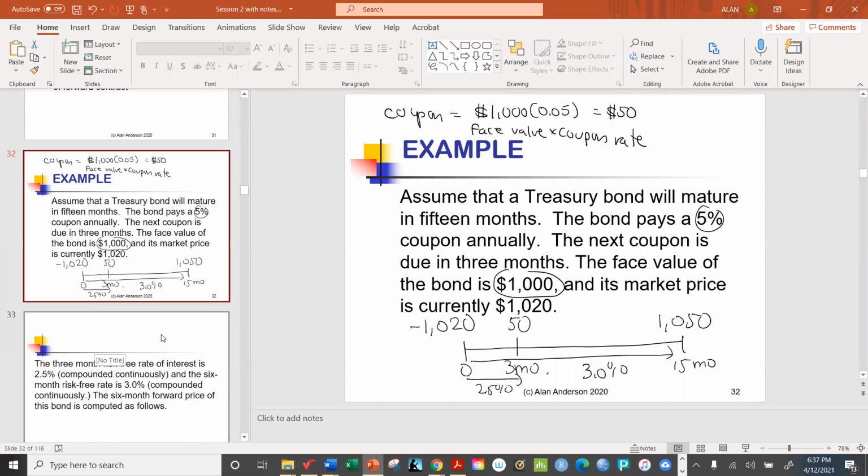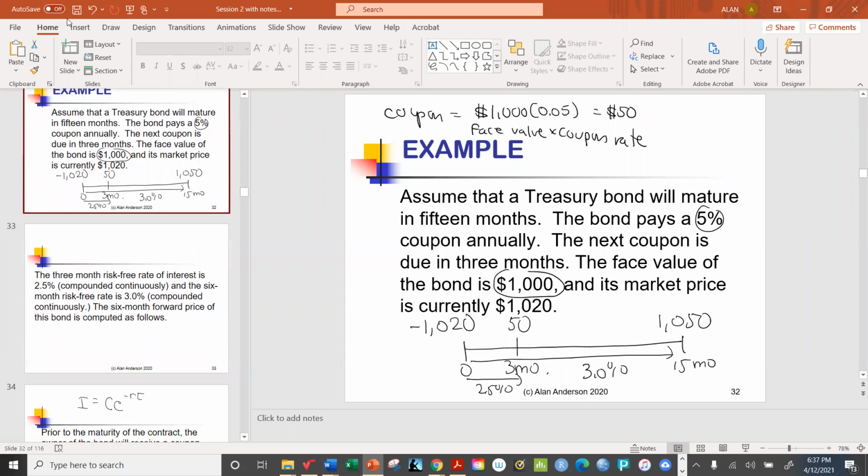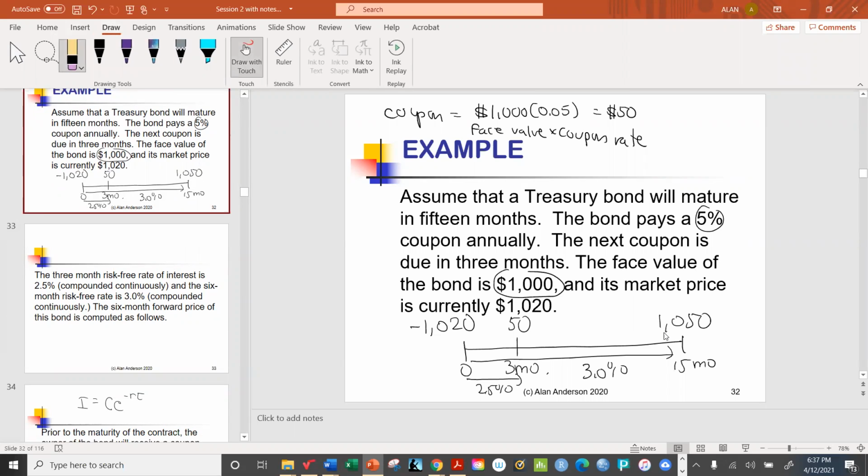All right, so what's happening here is that we've got a 2.5% rate of interest that applies to the next 3 months. Now, I see what the problem is. I've got something wrong on my diagram.